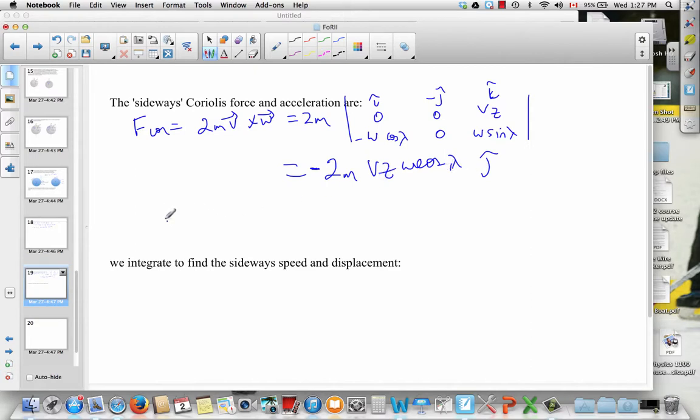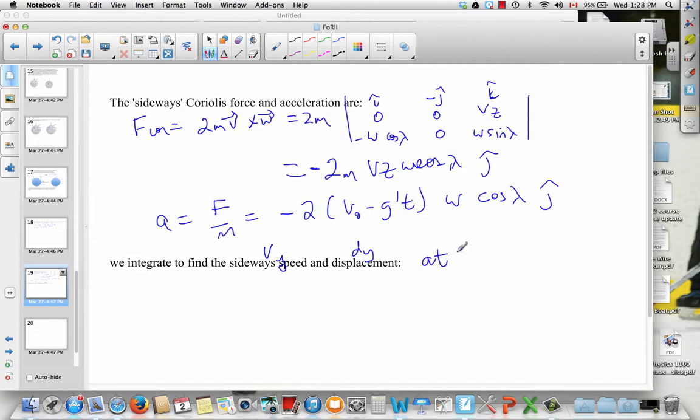Now, for the acceleration, that's just the force over mass. So basically, we just lose mass. I'm going to take this opportunity to substitute in my time expression for vz. It's v naught minus g prime t times omega times cos lambda in the j direction. So that's the acceleration. That's in the y direction. Remember, we have projectile motion in the z direction and a small Coriolis displacement sideways. We're now going to find the y speed and the y displacement by integrating this time-dependent acceleration.